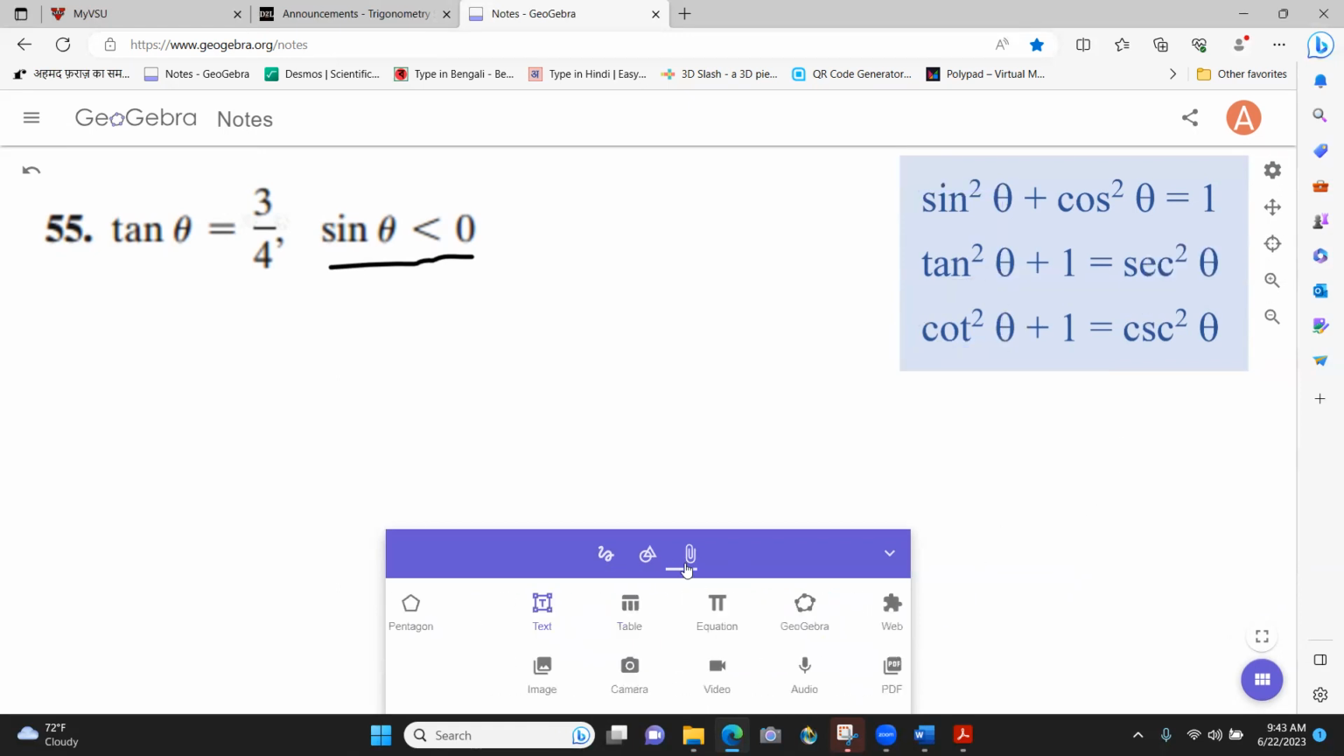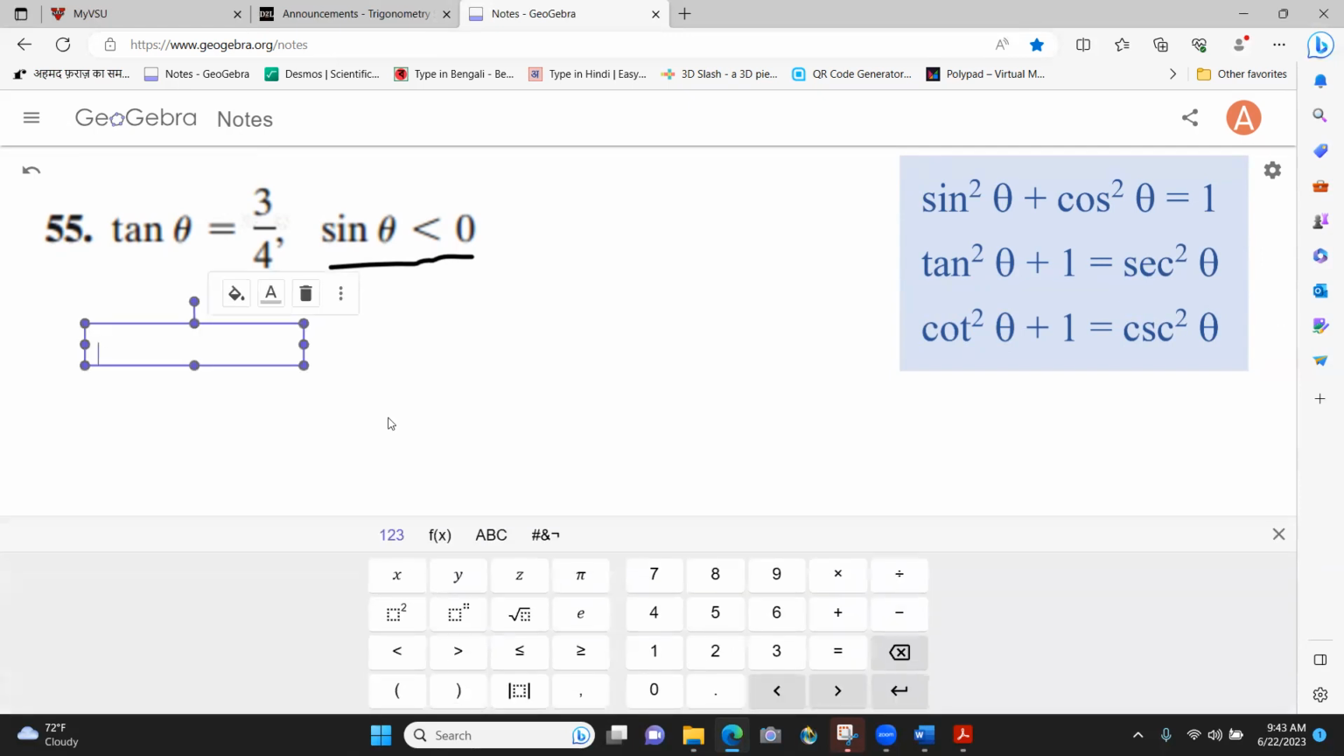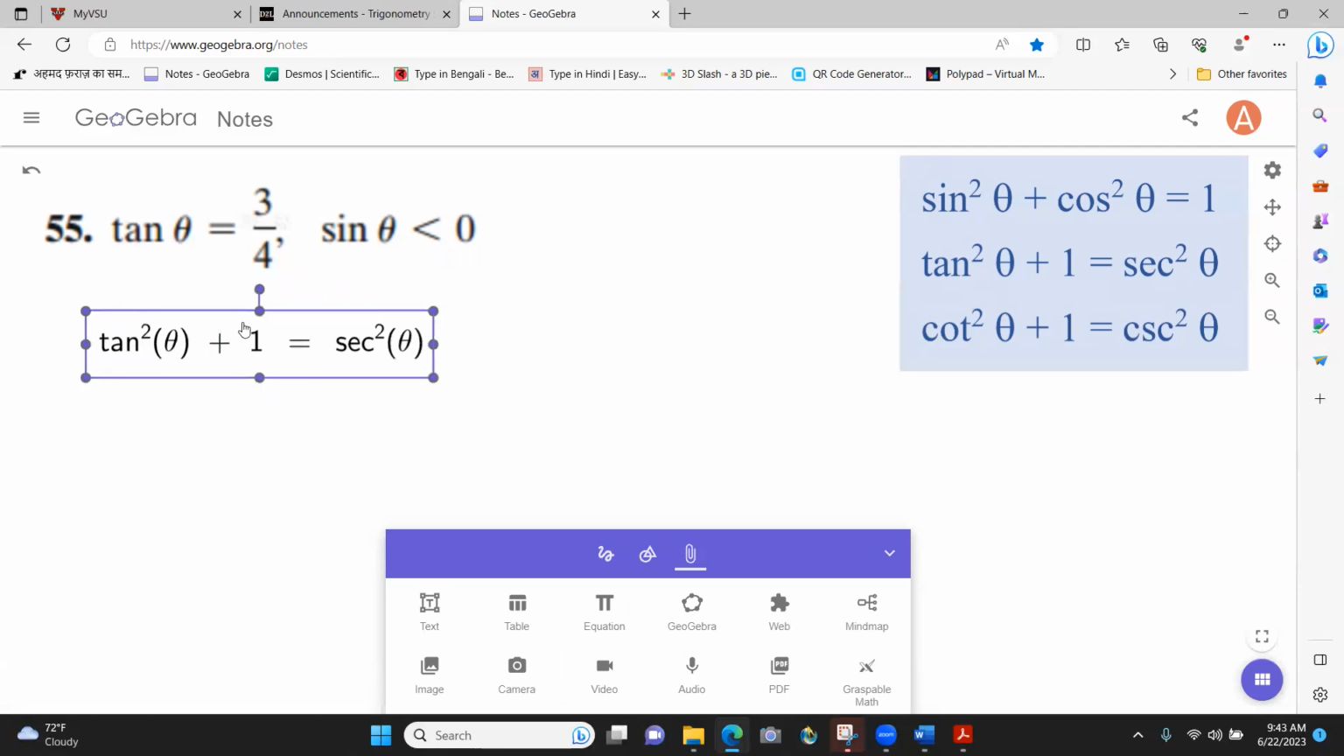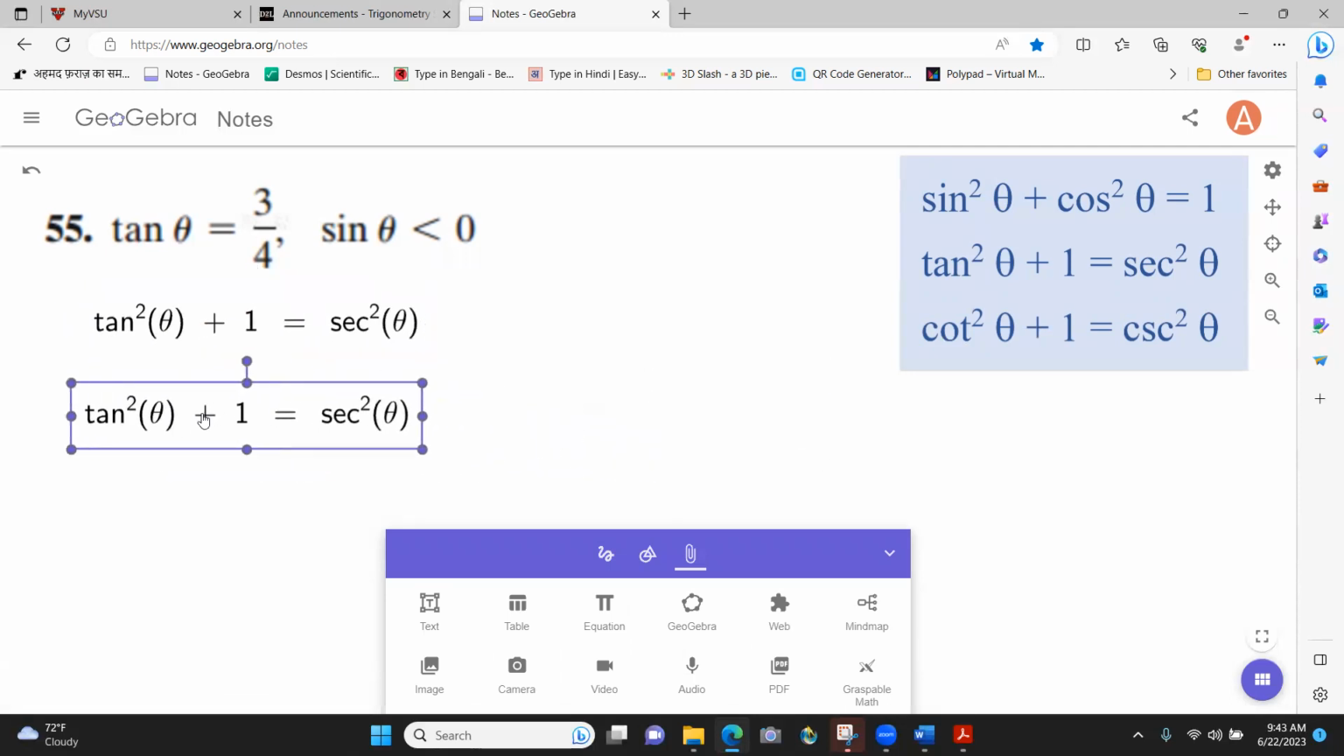So I will write tan squared theta plus 1 is equal to secant squared theta. This is something I know. So instead of tan, I am going to write 3/4 squared.